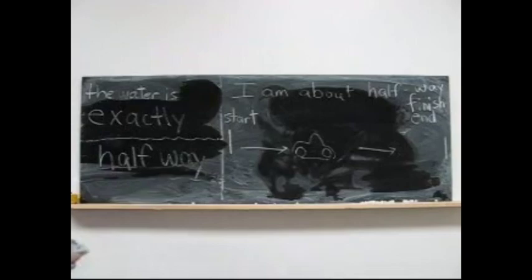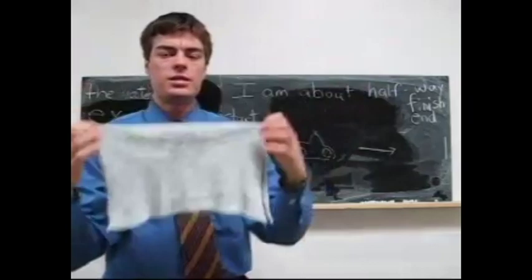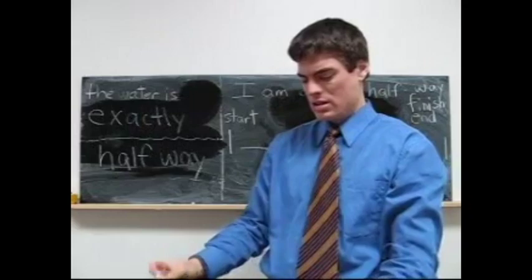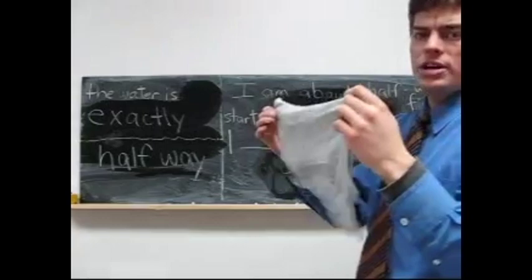Okay? Alright, let's do an example. Here's my eraser rag. If I fold the eraser rag exactly, this is exactly. It's folded exactly in half. But if I fold it like this, well, it's not exact. So I would say the eraser is folded about halfway.